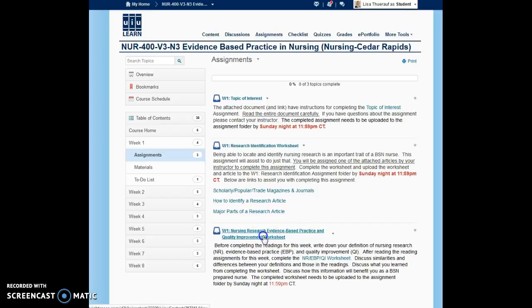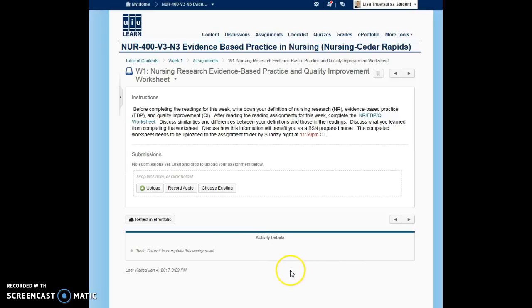Part of coming prepared to class this week, for week 1, is doing some kind of exploring on your own. So before doing the readings, write down your definition of nursing research, evidence-based practice, and quality improvement, and then do the readings, and then complete this worksheet. You want to discuss similarities and differences between nursing research, evidence-based practice, and quality improvement, what you learned, how the information is going to benefit you, and then you're going to upload the worksheet.